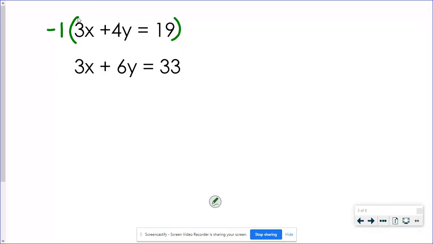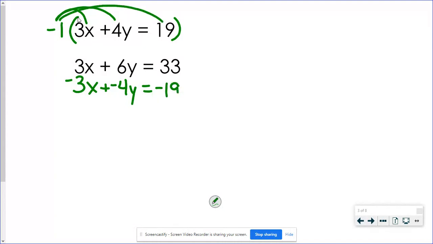Now, I've got this spaced out enough that I could really rewrite this new equation right here. I think that may be confusing for you because, hopefully you are writing these down, you probably have these on one line and then the next line down. So I'll just take that first equation and write it underneath the second equation. So -1 times 3x is a -3x. -1 times 4 is a -4y. And -1 times 19 is a -19.